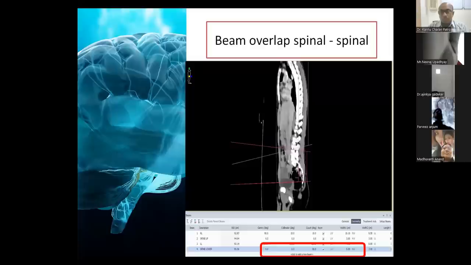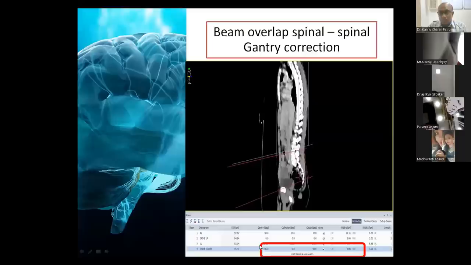So you can see this is the couch movement. Here gantry is zero, collimator zero, and couch is 90. You have to make the couch 90. And if you see now the couch, if you want to match, the gantry is 345. So you can see the matching, beam to beam matching. So again, I'm telling you how to do it.